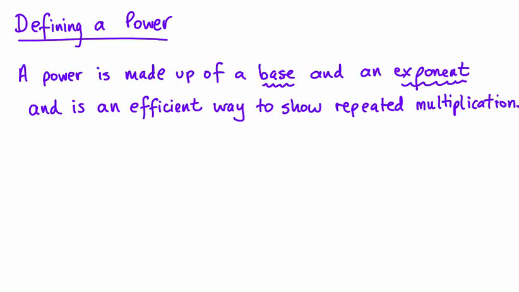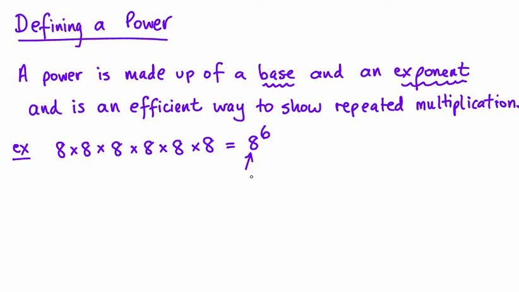Defining a power. A power is made up of a base and an exponent and is an efficient way to show repeated multiplication. For example, if we have 8 times 8 times 8 times 8 times 8 times 8, we get 8 as a base with an exponent of 6. And this is sometimes read as 8 to the 6th power.